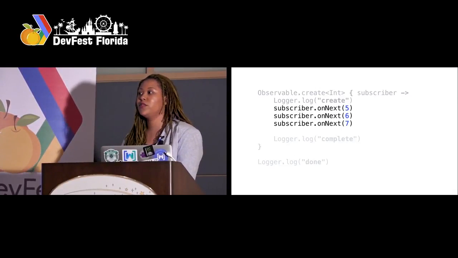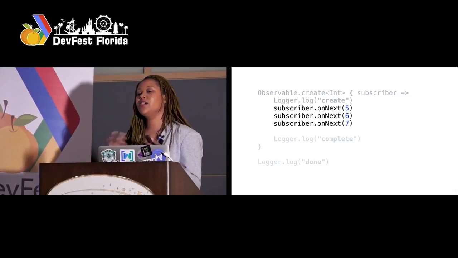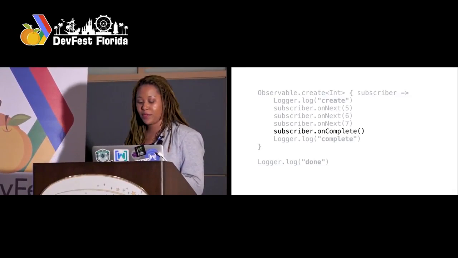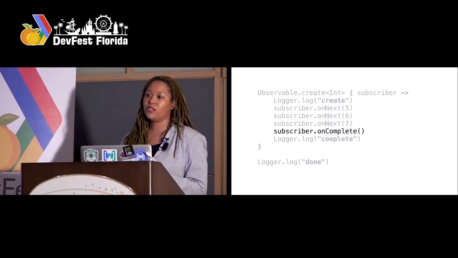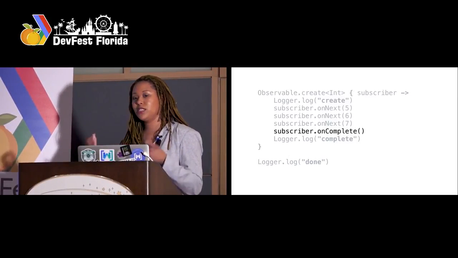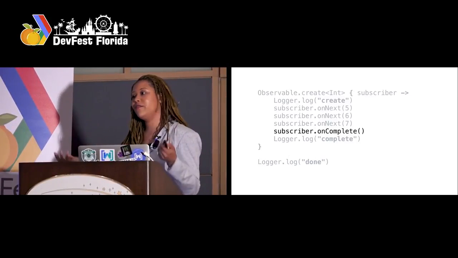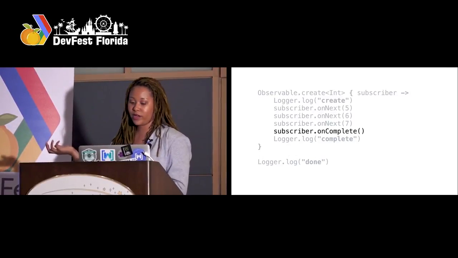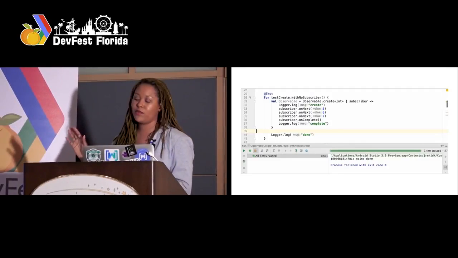This is how my observable is going to let the subscriber know, here's the information you requested from me. And then finally, we have a call to the subscriber's onComplete. So this is me saying, I'm done. I don't have any more data for you. You can move on. And we'll definitely be getting more into that.